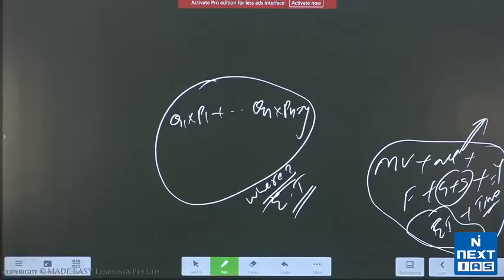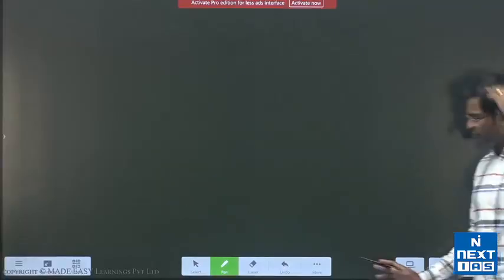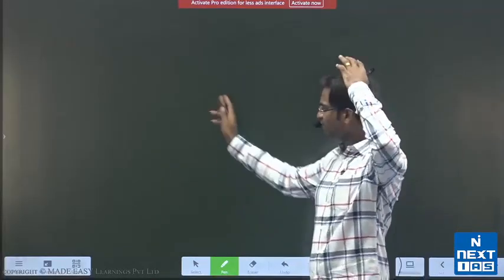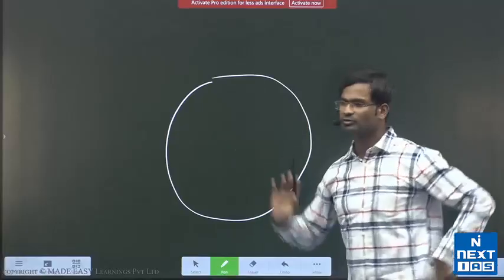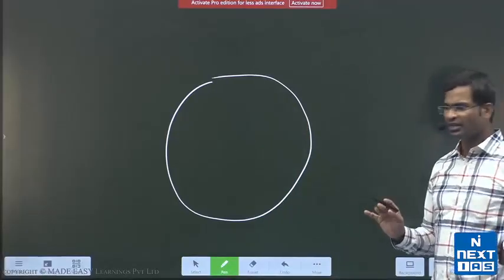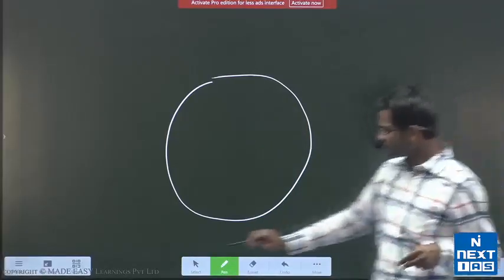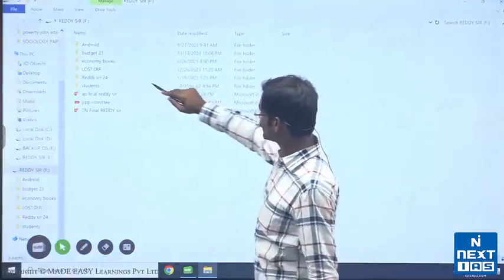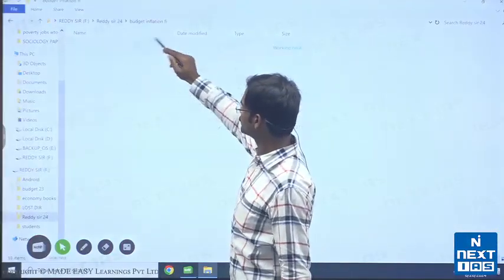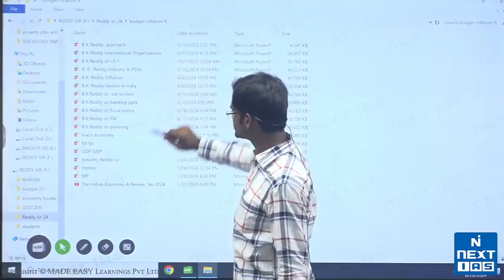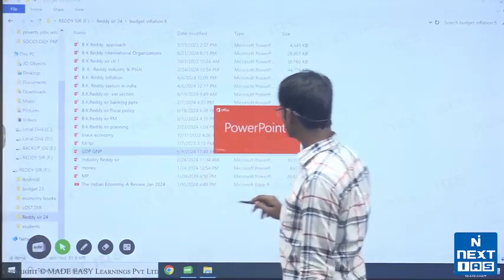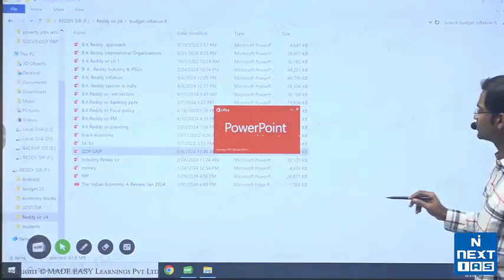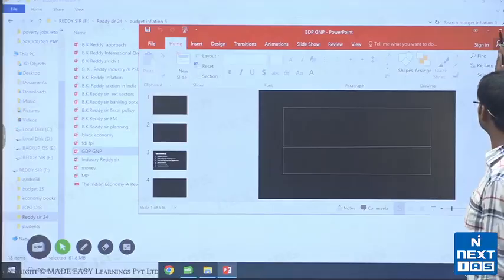Now, if you say GDP, there are some limitations. Observe. Number one, tell me. In GDP, I'll take the slides so that you will get clarity. Later you can revise easily. Tell me, should second-hand goods be added to GDP or not?